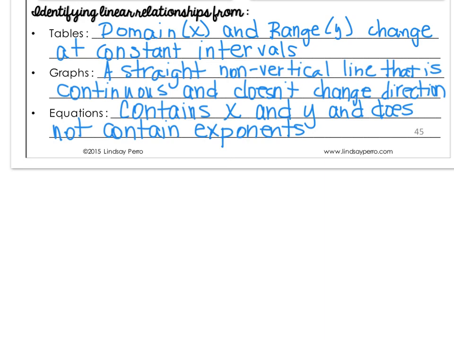As you practice identifying linear relationships, use this checklist to go through and make sure that it either meets or does not meet each of these criteria.